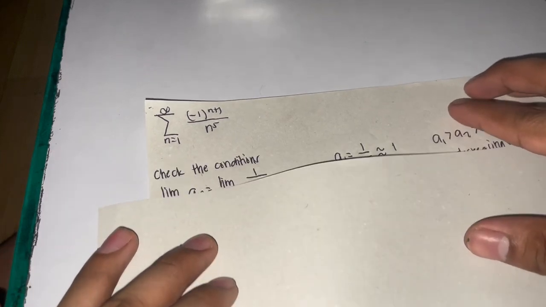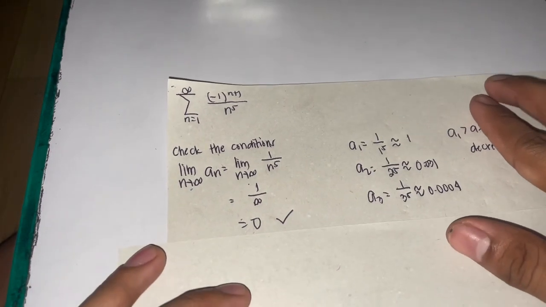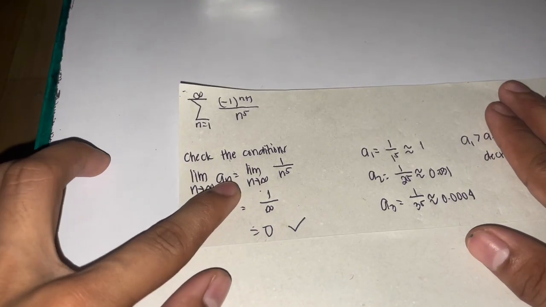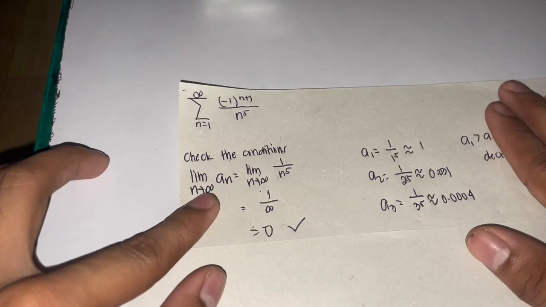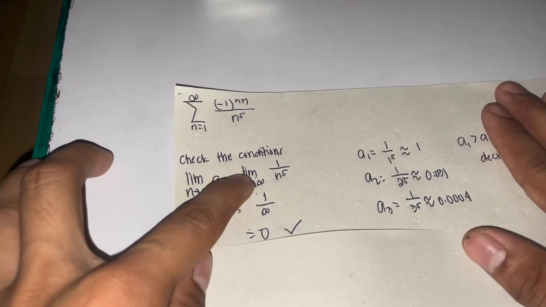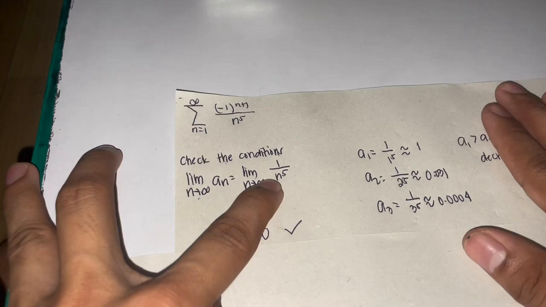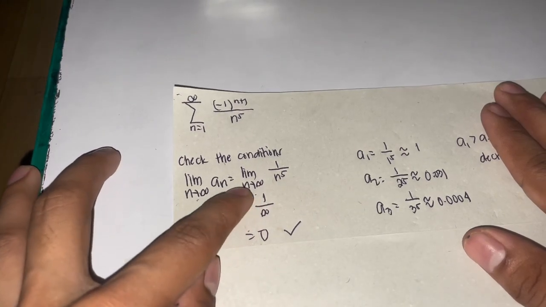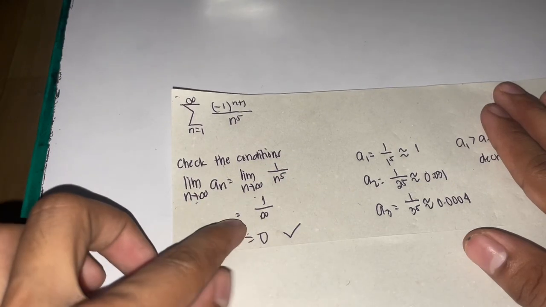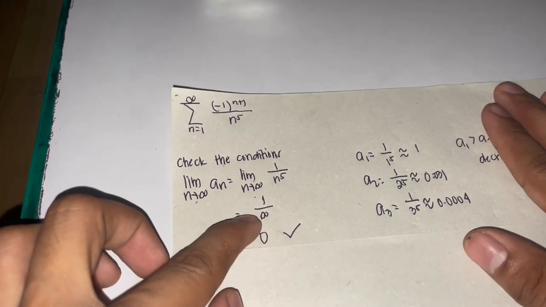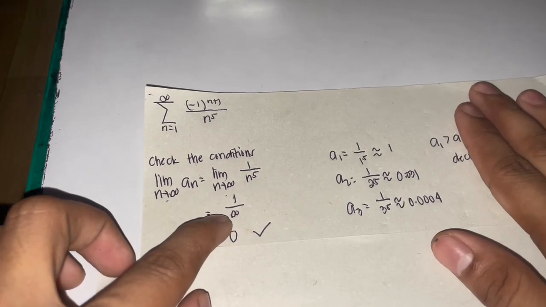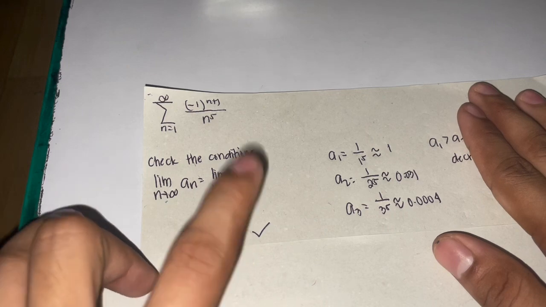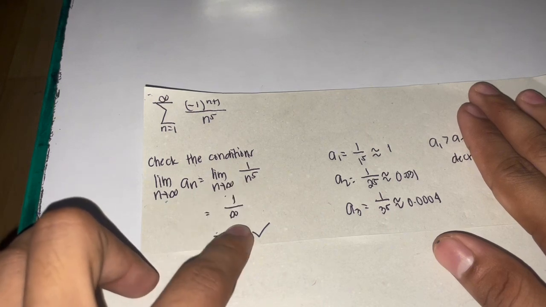Now let's proceed to the first condition. We have the limit of a sub n as n approaches infinity, which is the limit of 1 over n raised to 5 as n approaches infinity. So we apply the limit: 1 over infinity. Based on the limit theorem, 1 over infinity is equal to 0, so the first condition is satisfied.